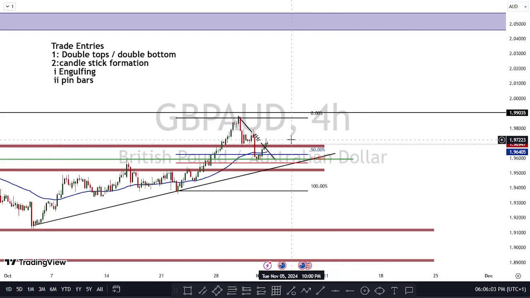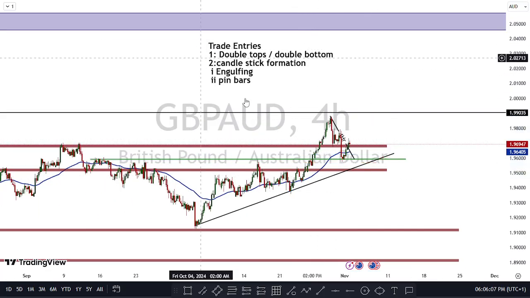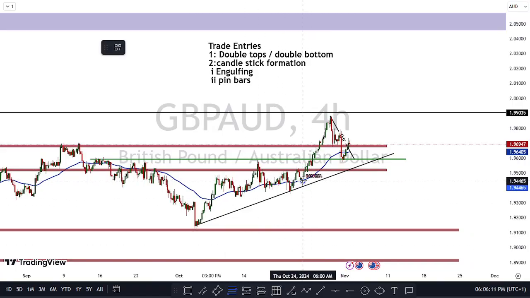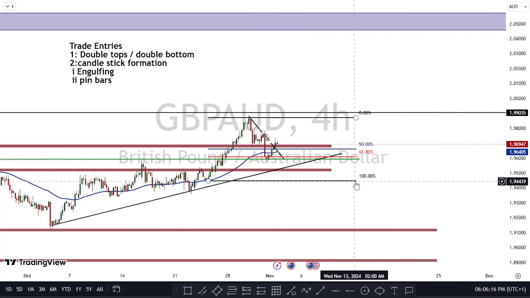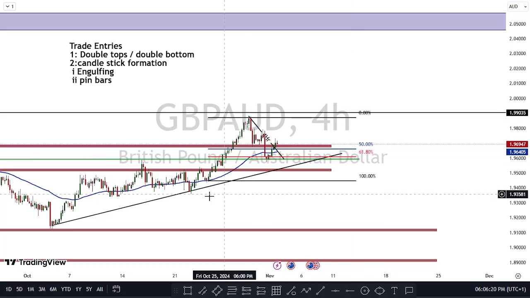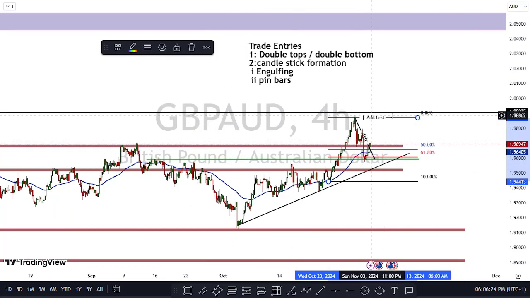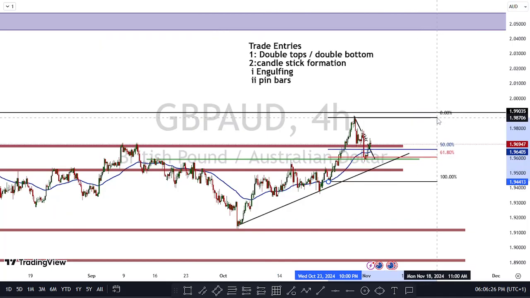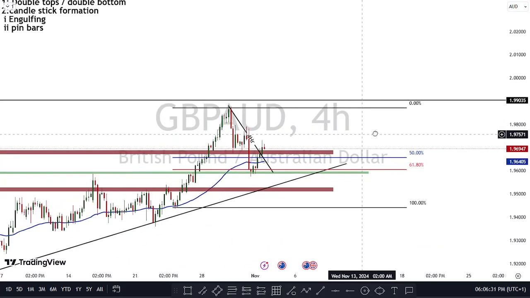So this is the right time for people to actually add positions. Let me get rid of this Fibonacci. We just added the Fibonacci from swing low to swing high, and it's exactly at the golden zone, which is between the 50% and the 61.80%. You can see that it's pretty much just in that zone, which is a very good thing. But we have to be very careful.